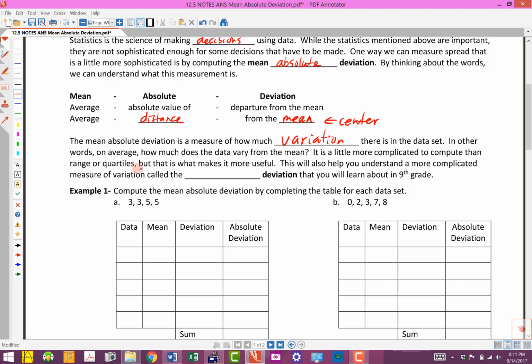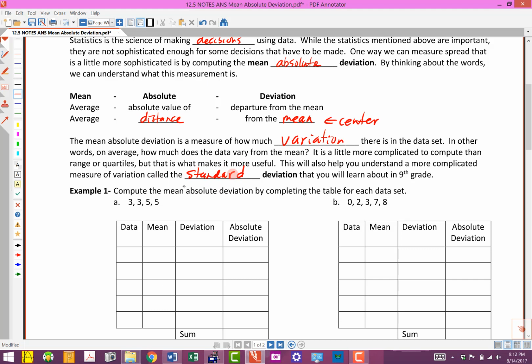It's a little bit more complicated to compute than range and quartiles and interquartile range and stuff like that. But again, usually things that are more complicated to get are actually more useful. By the time we're done with this, I'm hoping that this is pretty easy for you. If you can do this, you can actually understand a measure of variation that you're going to talk about when you get in ninth grade, called the standard deviation.